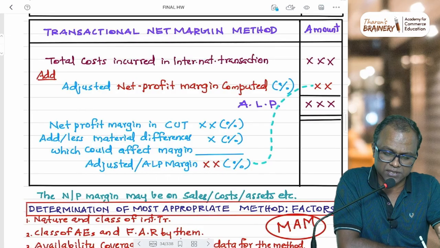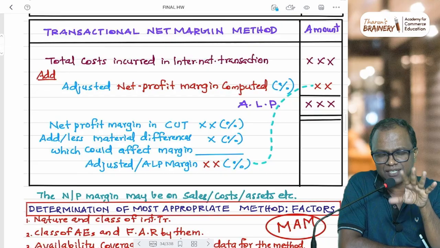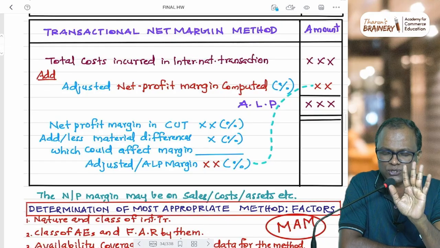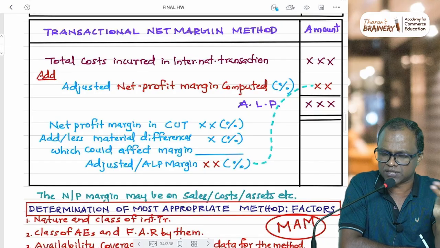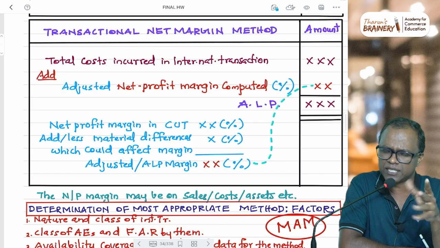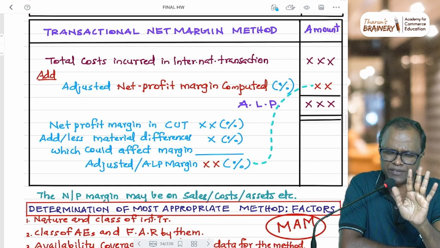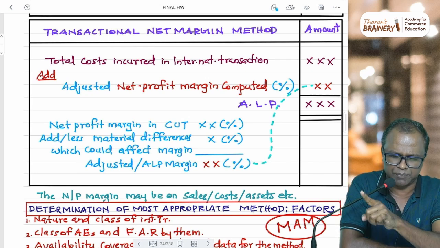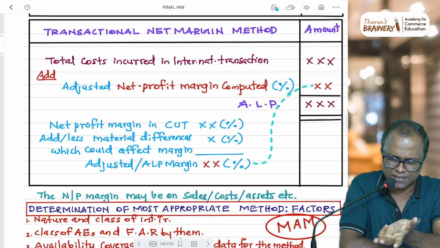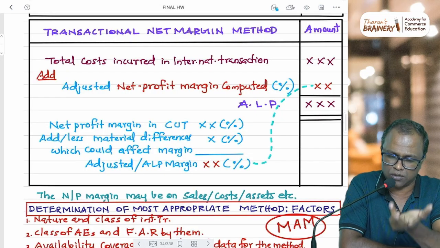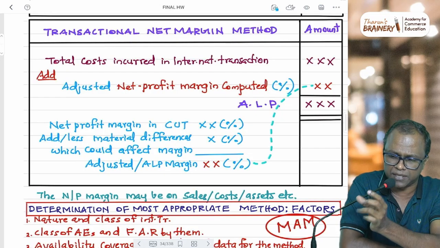While solving a question, the simple method is to first read the question. Once you are sure that it is the TNMM method, or the question says compute arm's length price under the transactional net margin method, or any indication like that, for example some net profit margin is given, even though they are not mentioning TNMM, we can assume it is the TNMM method. Once you identify that, the first step is to go to the unrelated party. What is the unrelated party's sales? What is the unrelated party's total cost? Reduce that, and you will get the unrelated party's profit.